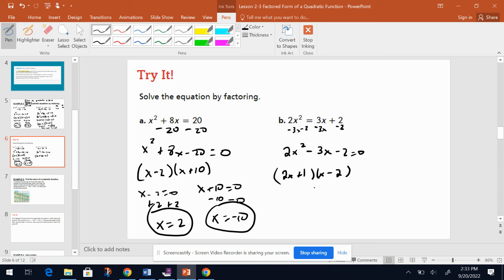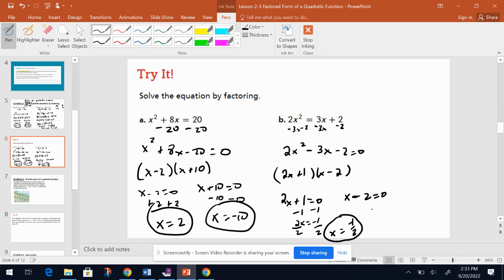And again, I check the outer. That's a minus 4. Plus the inner, that's a plus 1. And that equals negative 3. So now it's factored. I'm just going to set 2x plus 1 equal to 0 and x minus 2 equal to 0. I'm going to solve for x. So 2x equals negative 1. Divide by 2. And you get x equals negative 1/2.